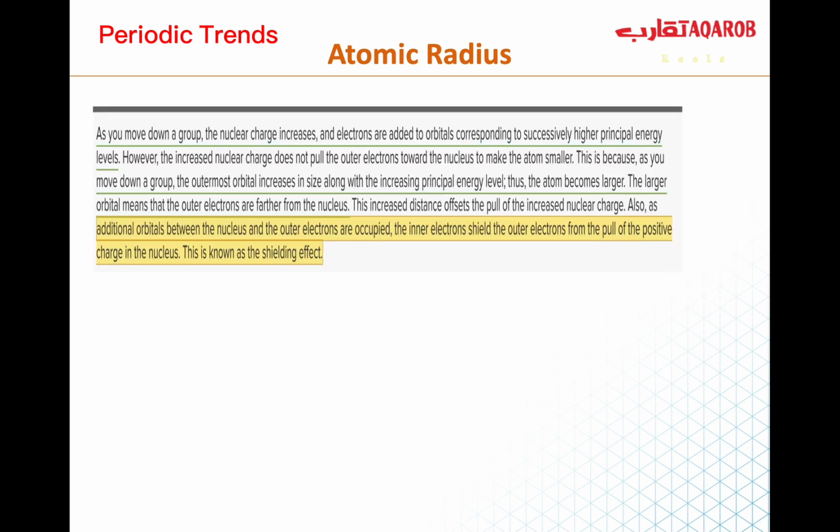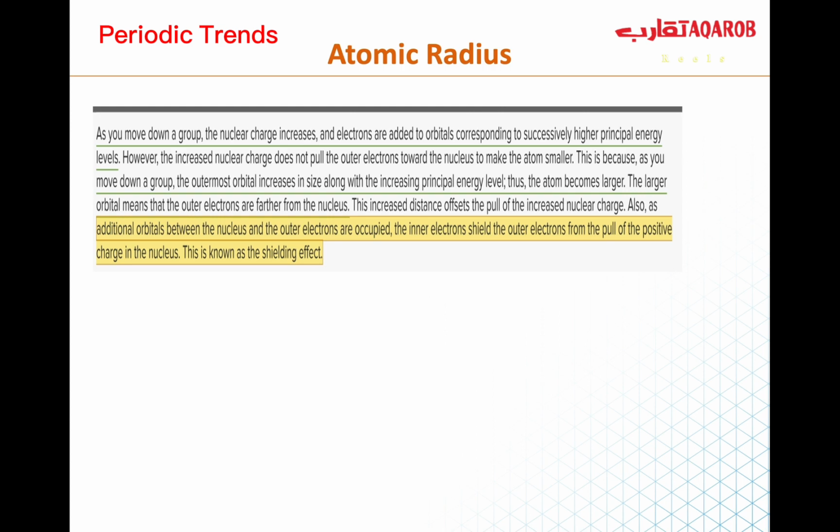Okay, so again, as you move down the group, the nuclear charge increases and electrons are added to orbitals corresponding to successively higher principal energy levels. So as you go down the group, the nuclear charge will increase, because more electrons are being added to orbitals corresponding to successively higher principal energy levels.